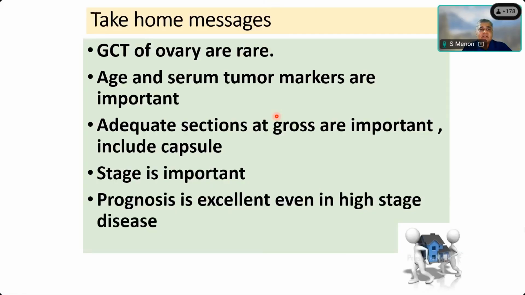So the take home message is that GCTs, germ cell tumors, are rare. Age and serum tumor markers are important. Very, very important. Don't forget serum tumor markers. When you looked at the first case of serous ovarian cancer, there we looked at CA125, CEA, and CA19.9. When the age is 14 to 45, a young patient, you have to do AFP, beta HCG, and LDH in these patients. Adequate sections at gross are very important. Stage is important. And prognosis is excellent even in high stage disease in germ cell tumors.